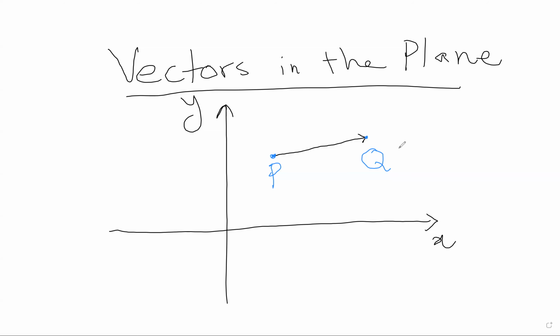There are different ways to show that. One way to refer to this vector is writing PQ and an arrow on that. Or I can give a name to this. For example, I can give a name like lowercase u. So there are infinitely many vectors in the plane.